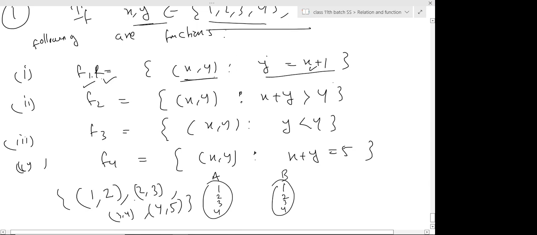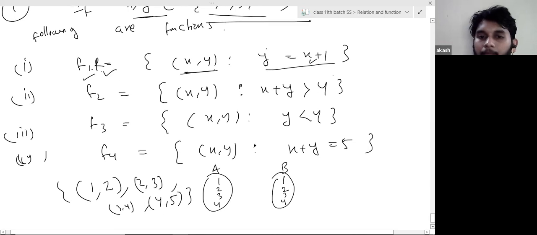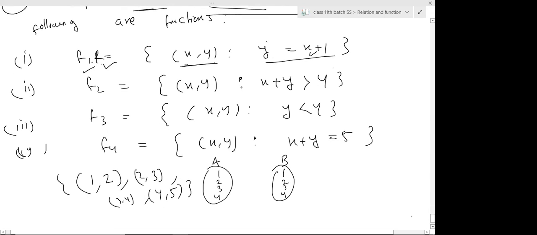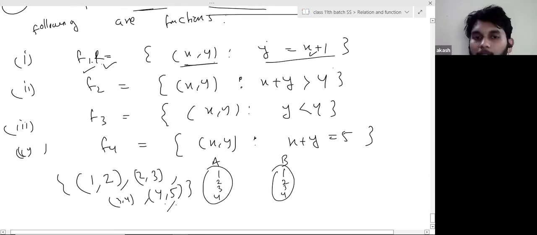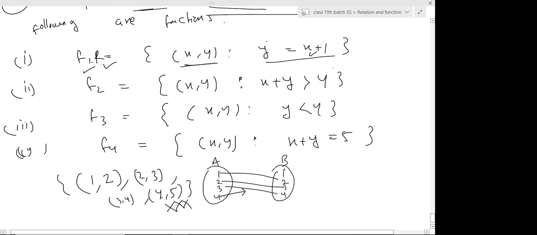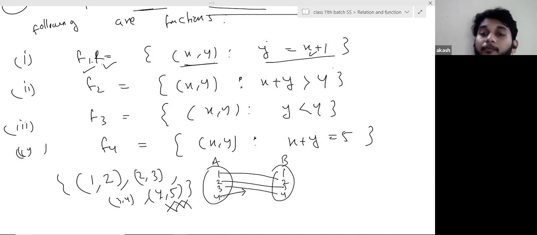So this is not a function. Why not? Because there isn't any 5. Absolutely right. There is no 5. So this ordered pair is not in the function, because 4 is not related to any element. There is no arrow from 4. 1 is related to 2, 2 is related to 3, 3 is related to 4, but there is no relation for 4. So this is not a function. All right. Now you are clear? Yes.